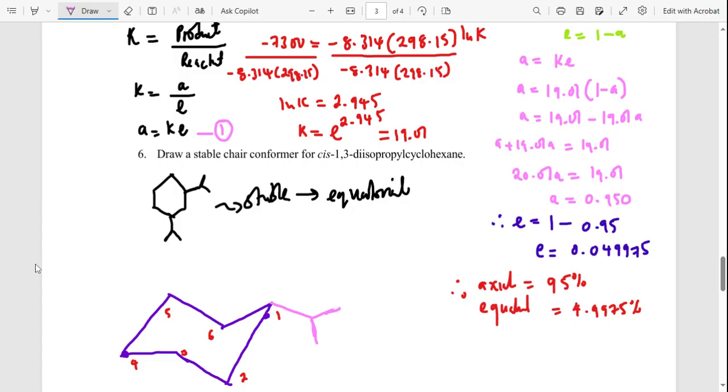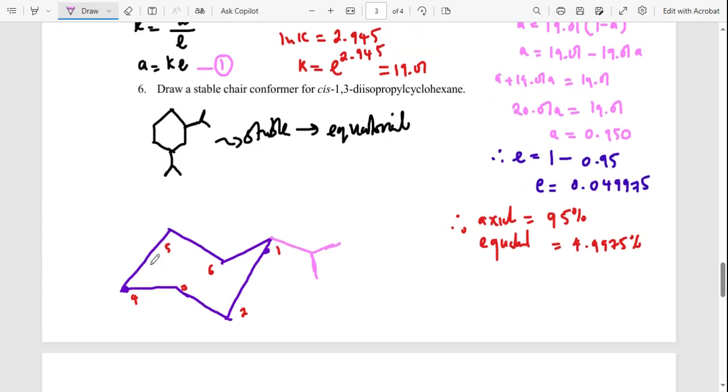Position number 3, we also put in the equatorial. Here the axis is going up, so the equatorial goes like this. So this will be our molecule. That's how you draw a chair conformer. I hope this is okay. Both groups are in the equatorial, so this is the stable structure.